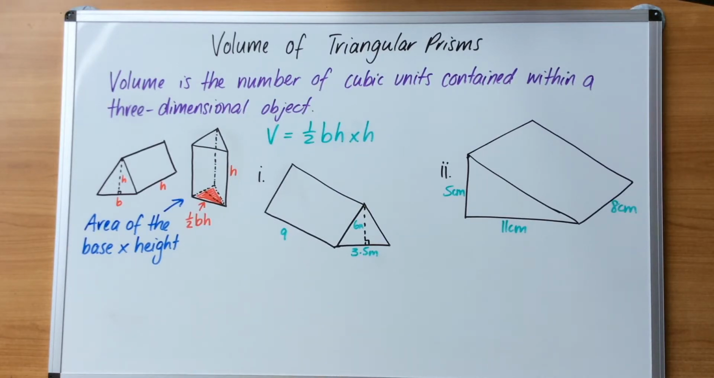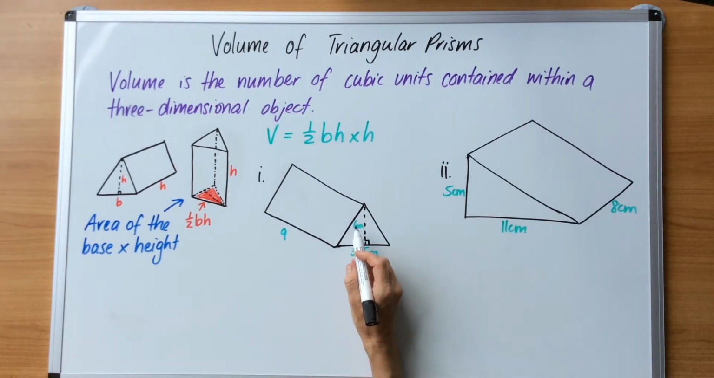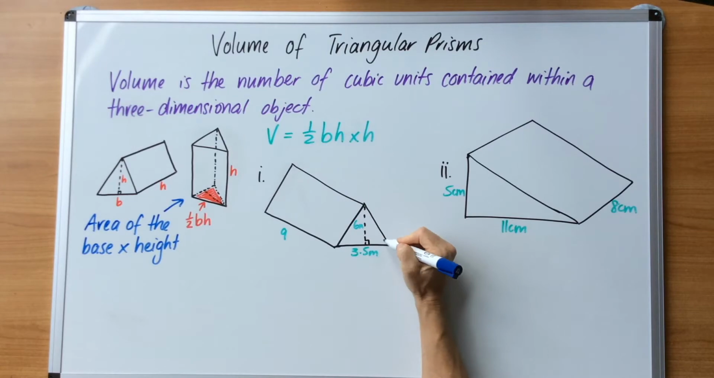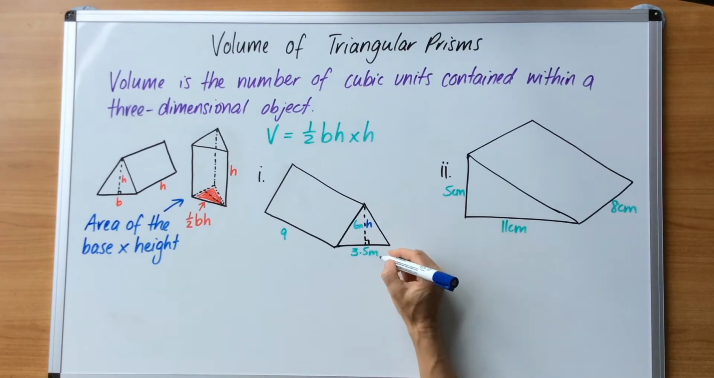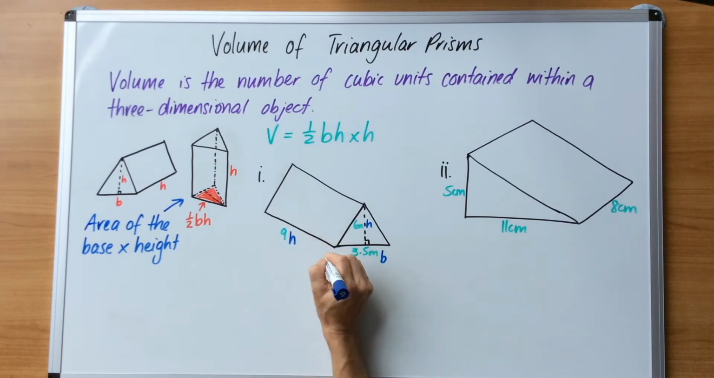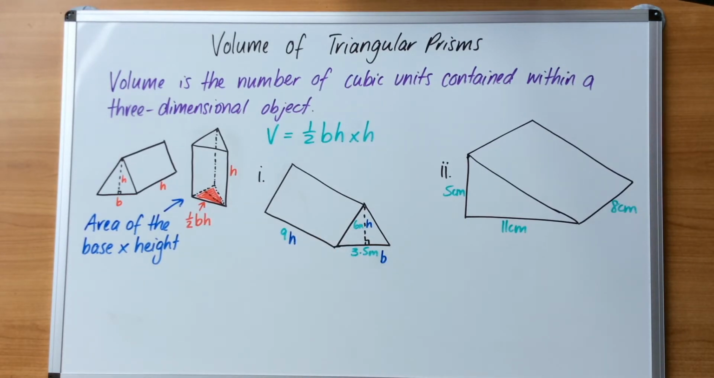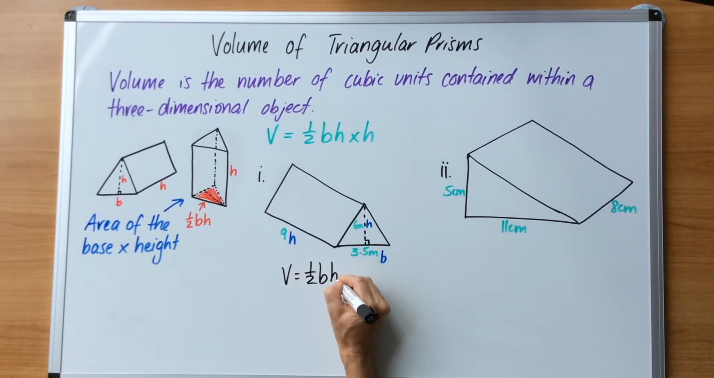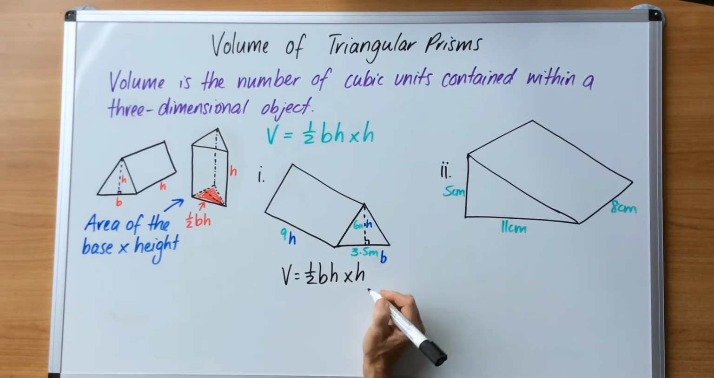Let's look at this question here. So we have a triangular prism and it has 3 measurements. The first thing that we should be doing is labeling these so we know which one is which. Now I can look at this face of this triangle here, and I know that's the height of the triangle, and that's the base of the triangle, and this is the height of the prism. Now that I've established that, I'm going to write the rule, and the rule is volume equals half base height times height.